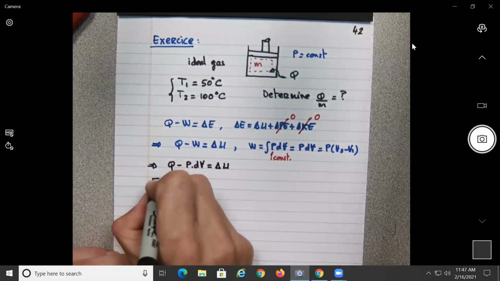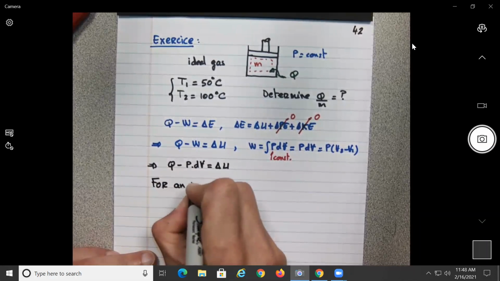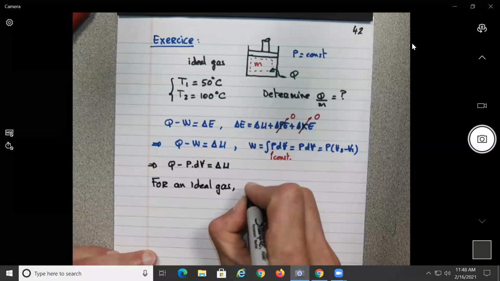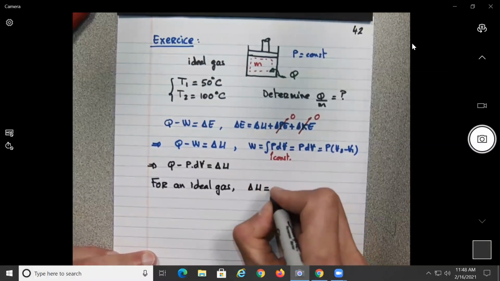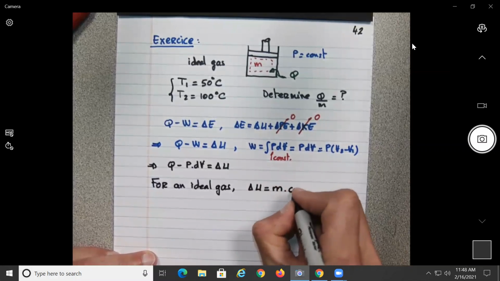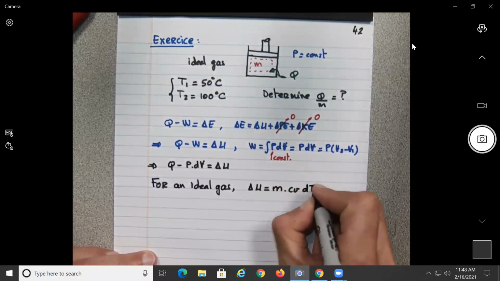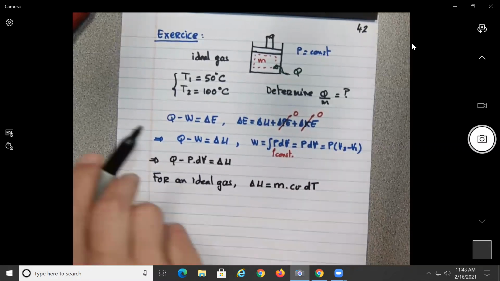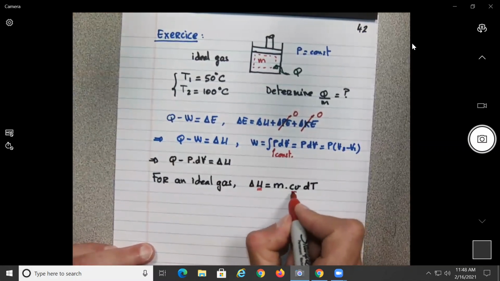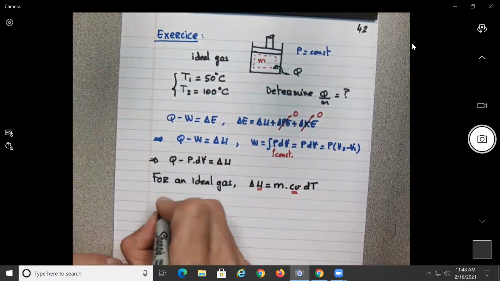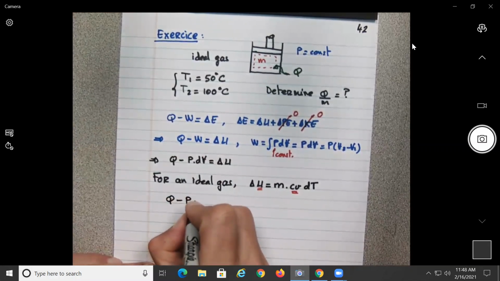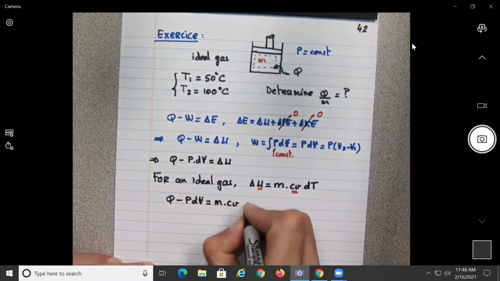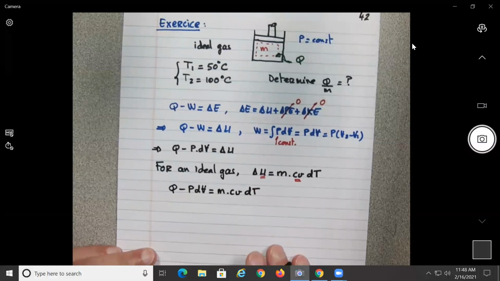So now I can put in the assumption for an ideal gas. For an ideal gas, we know that the change in internal energy will be proportional to m Cv change in temperature dT, no? That's what we just saw. U will be related to Cv. So we can rewrite the equation: Q minus P dV equal to m Cv dT.